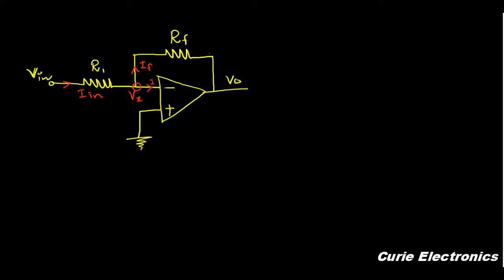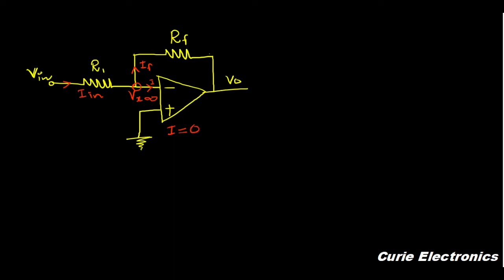Now we know that the input impedance of an op-amp is infinity. Here it has got an infinite input resistance. So no current will flow into the input terminal of an op-amp. So I equals 0. I becomes 0.